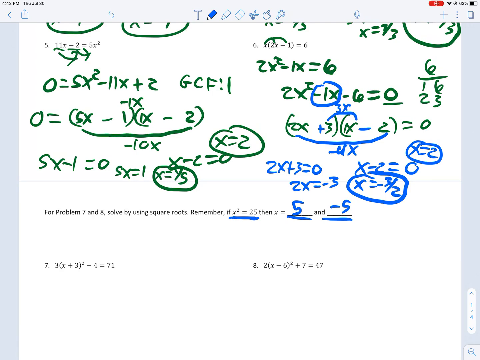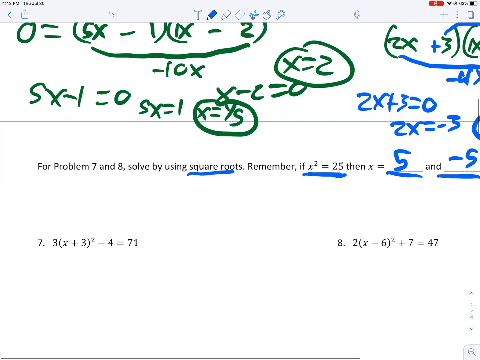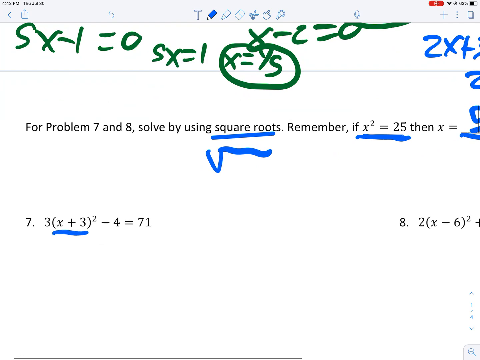So if you look at 7 and 8, right, compare them. Look up to my screen at number 5 and 6. These 2 look totally different than 7 and 8. So I'm going to solve 7 and 8 really differently, or in a different manner, than I did 5 or 6. So using square roots, that means, right, this symbol here.